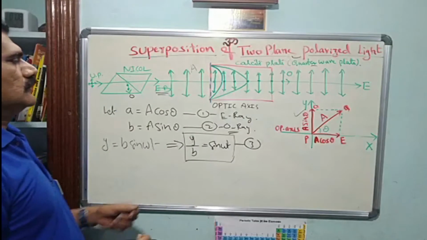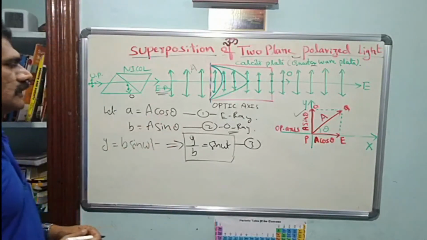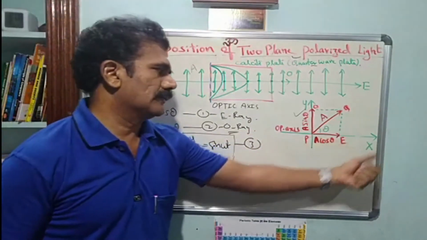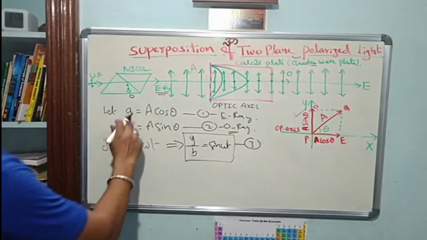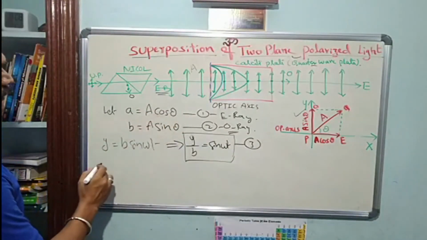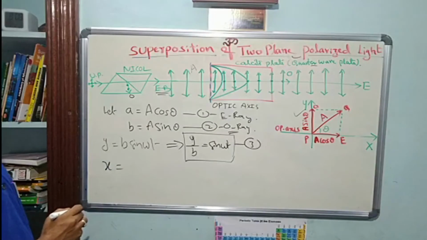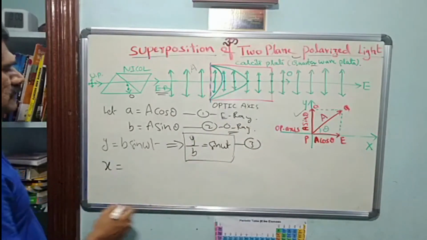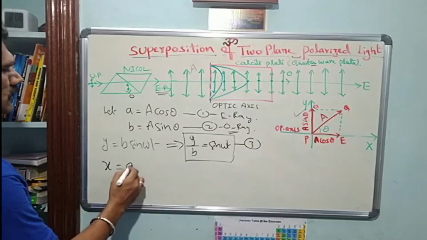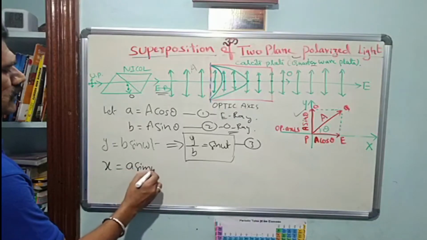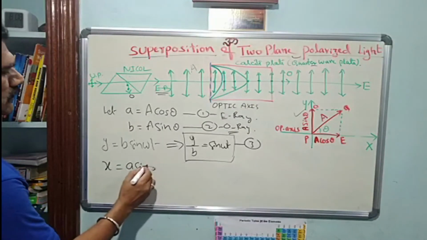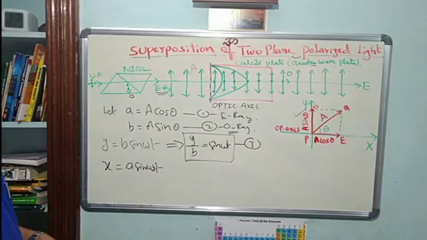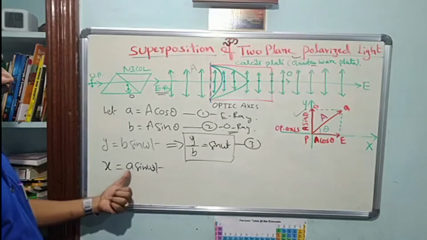Now similarly, if we consider the extraordinary ray, it is given by equation 1. The displacement is along the x axis, so x is equal to a sin omega t again, where the amplitude of that wave is small a.